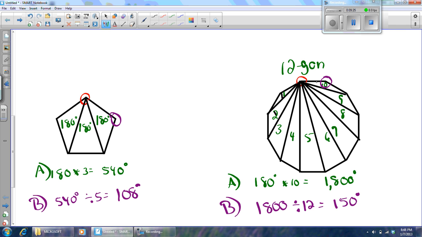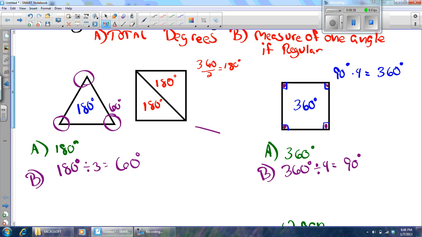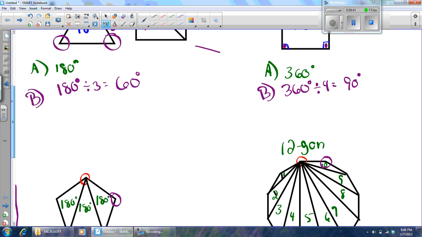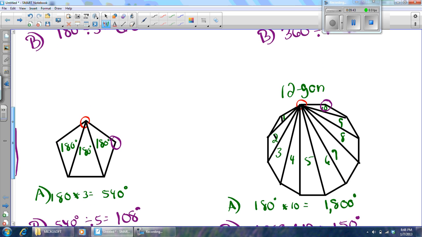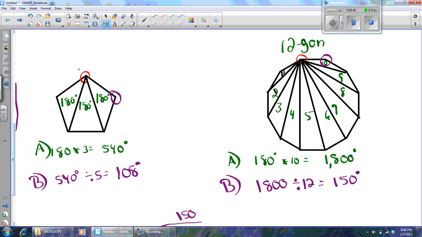All right. Today in class, or tomorrow in class, you're going to get some practice with that kind of stuff. So, we learned how to figure out the total number of degrees by breaking the shape up into triangles and then multiplying the 180 degrees by how many triangles there were. And then to figure out the measure of just one angle, we would take the total degrees and divide by the total number of angles.